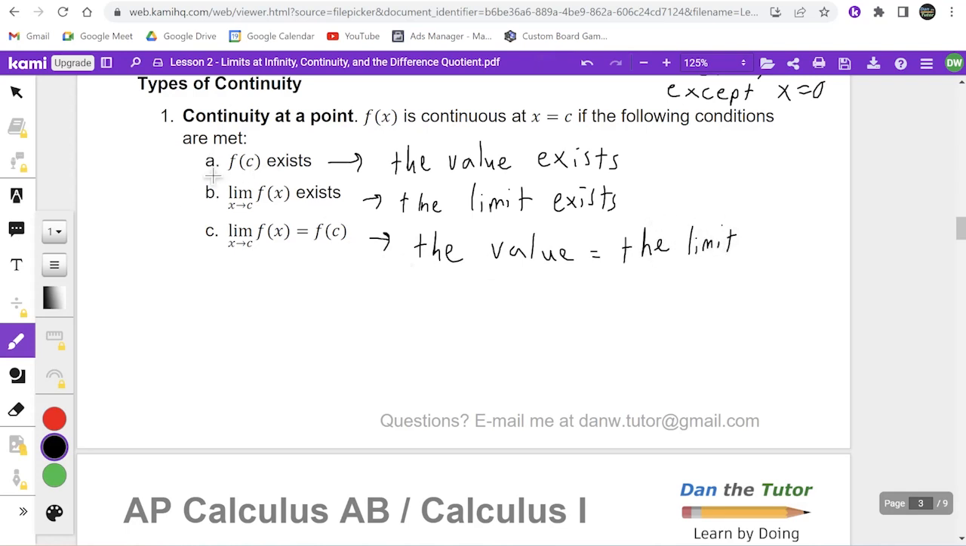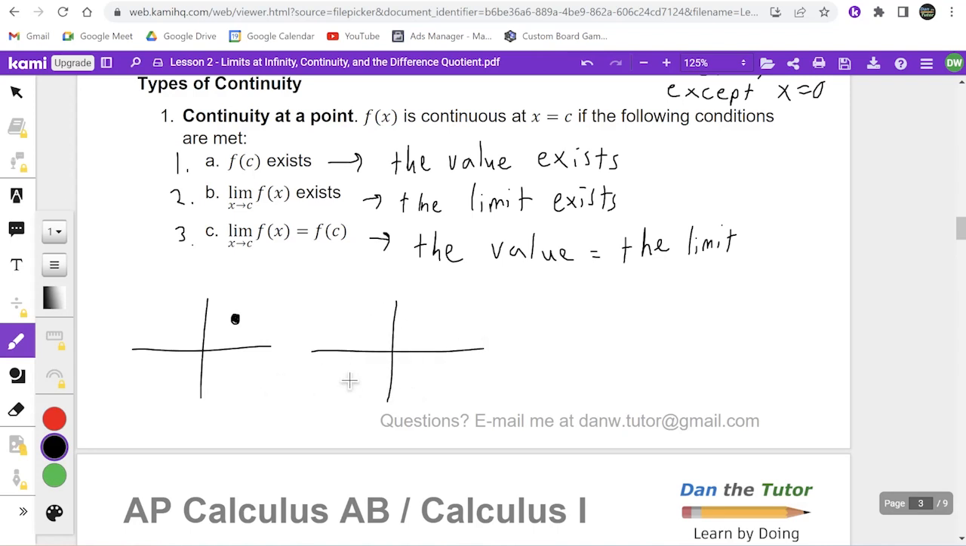Now let me explain what each of these 3 things mean. 1, 2, 3. Okay, so for the first thing we're proving, you need to prove that the function exists. In other words, not just the function exists, the point exists. So here's a point on a graph. Would you say it's continuous at that point? No, because it's just a point. In order to be continuous, you need to be like a graph, you know what I mean?